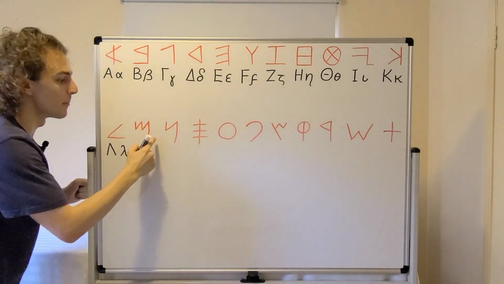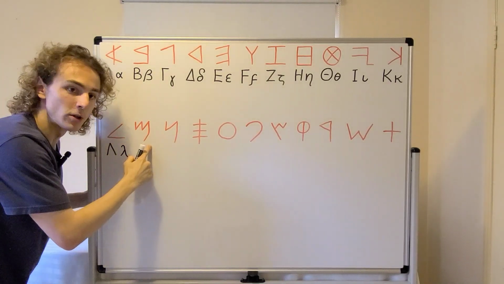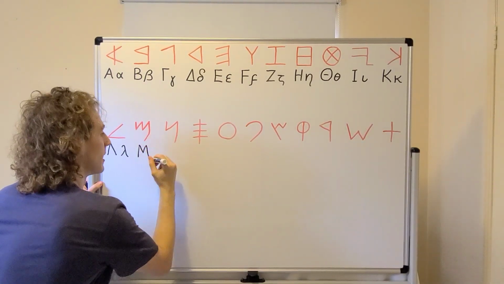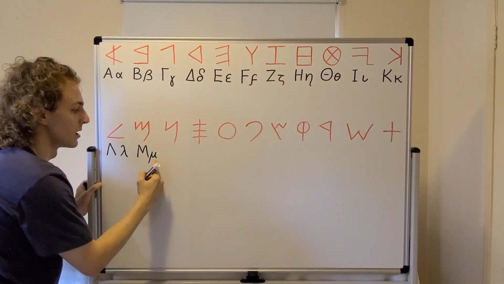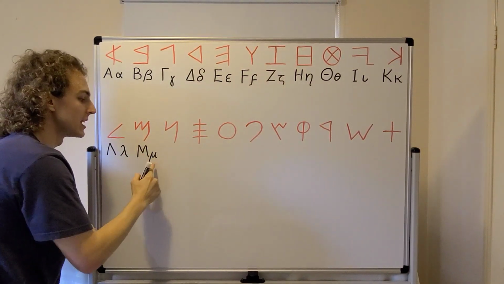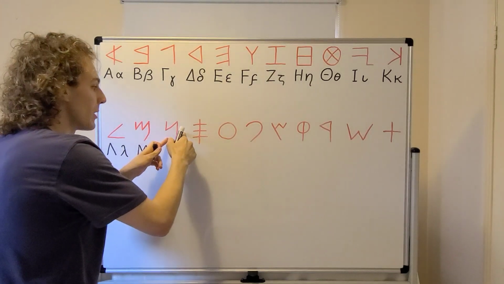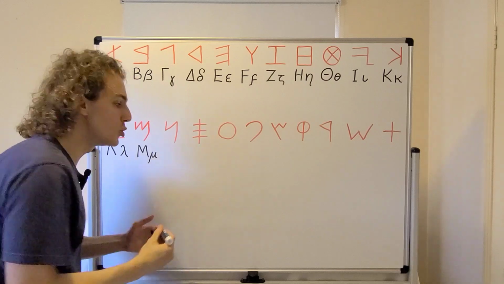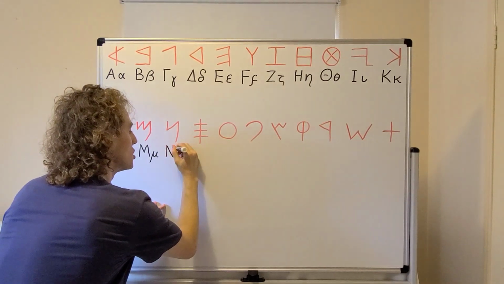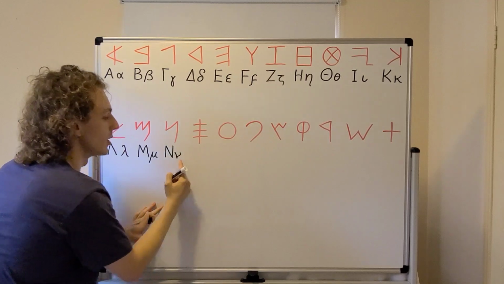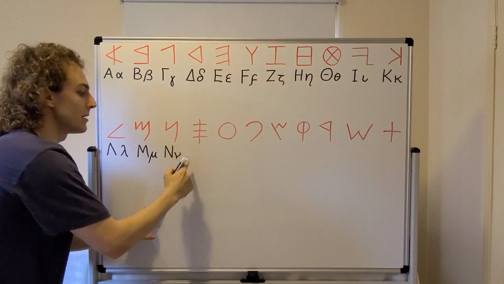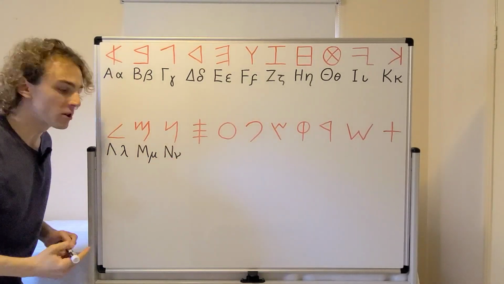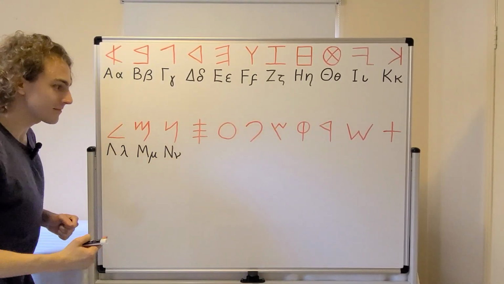Next, we have Mem. Mem corresponds to the Greek mu. This is the uppercase mu, and this is the lowercase mu. Mu is sometimes also called mi. And then we have the Phoenician letter Nun. Nun corresponds to the Greek nu. This is the uppercase nu, and this is the lowercase nu. Nu is sometimes also called ni. So we can call these mu and nu, or we can call them mi and ni.